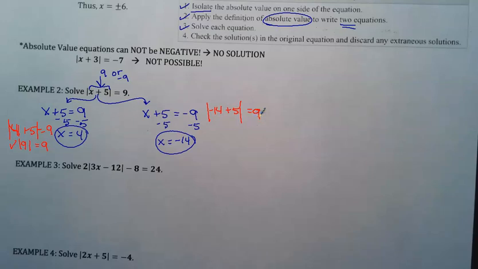The absolute value of negative 14 plus 5 equals 9, because we're putting it back into our original equation. Okay, negative 14 plus 5 is the absolute value of negative 9. The absolute value of negative 9 equals 9. That checks out.